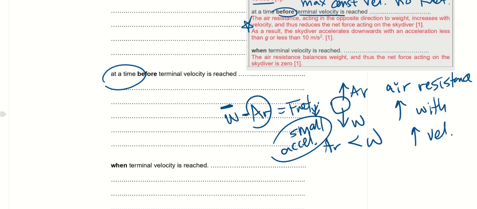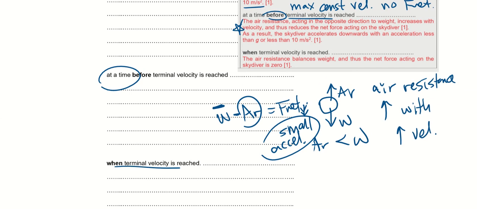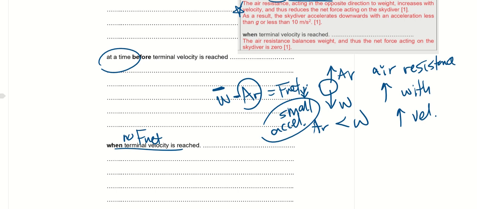Then we go to the last part. When terminal velocity is reached, that means there is no F net. It has reached the maximum downward velocity. Okay, so in this case, if there's no F net, it means my AR will continue to increase until it is equal to the weight, right?